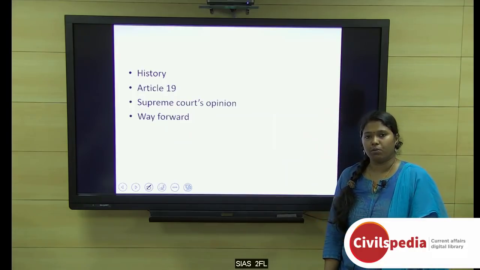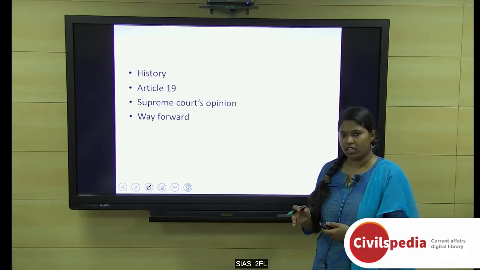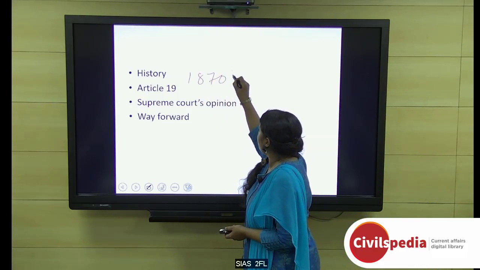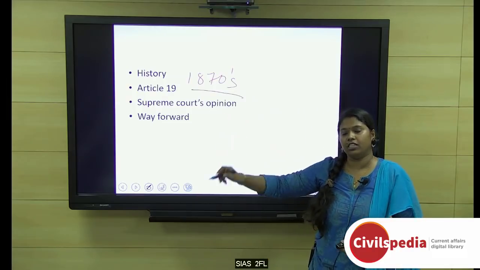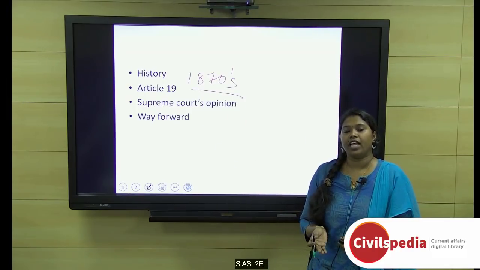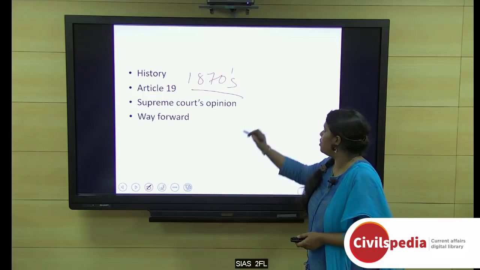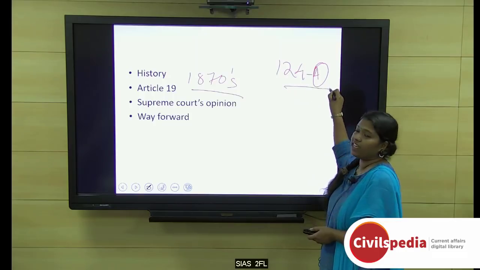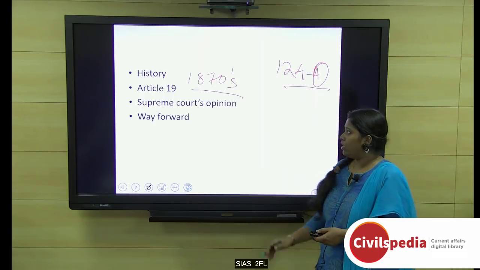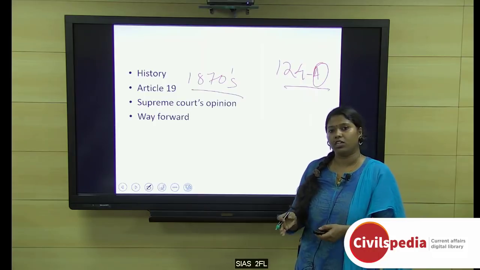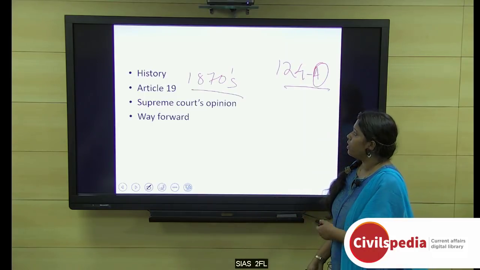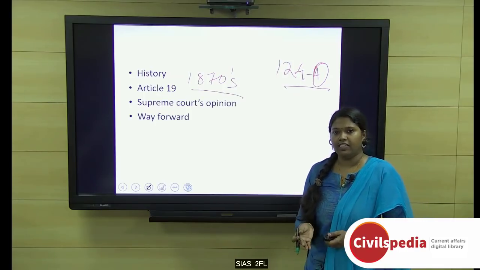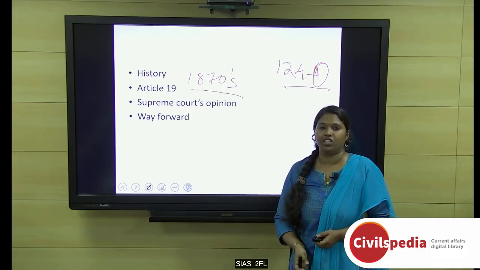Coming to a little history about this section 124A, it was incorporated by the British government back in the 1870s. Interestingly, when the IPC was drafted in 1860, this section was not there. You can see it is 124A, which shows that it was later incorporated through an amendment. This section was mainly brought to curb the menace of the Wahhabi movement. Later, during the freedom struggle, many leaders like Gandhiji and Tilak were arrested under the offense of sedition.